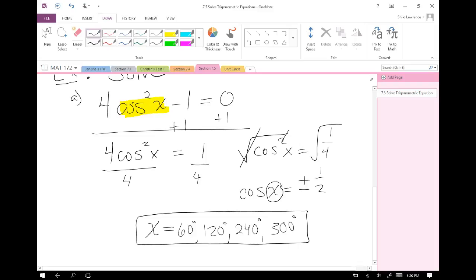We can solve just by using opposite operations to isolate it. The most important thing here, and the one thing that I almost always see people forget, is when you use square roots to cancel a square, you've got to put the plus and minus in front.